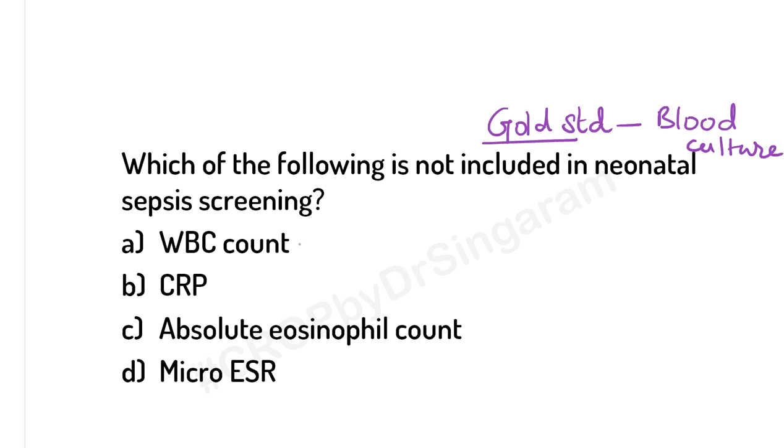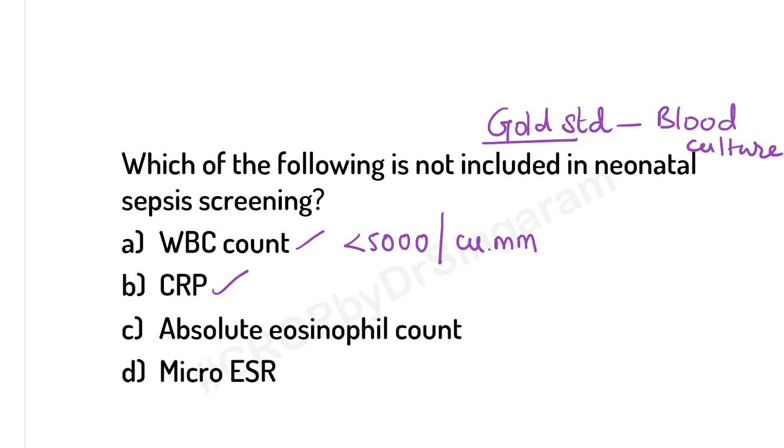Okay, look at the first option. WBC count is included in the neonatal sepsis screening. Please remember, in WBC count, usually we are expecting low counts, less than 5,000 per cubic millimeter in neonatal sepsis. Whereas when you look at older children or adults, we are actually looking at an increase in the WBC count, but in neonatal sepsis, it is a decrease in WBC count, or leukopenia. CRP is C-reactive protein, that's also included and will be elevated in case of neonatal sepsis.